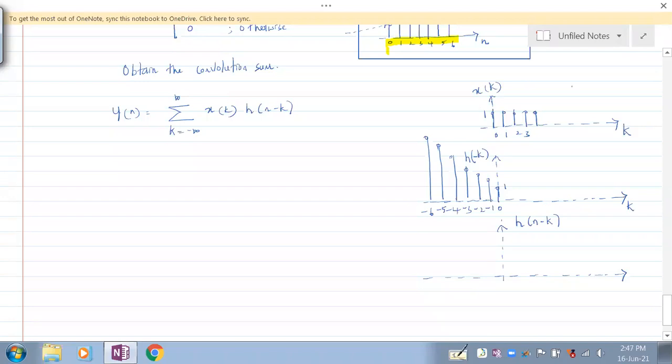X of k goes from 0 to 4. H of minus k goes from minus 6 to 0. Okay, h of n minus k goes from where to where now? Give me the range. Minus 6 to n? Minus 6 to n, no. The upper limit n is understood, but it is not minus 6. Can you see it a little carefully?